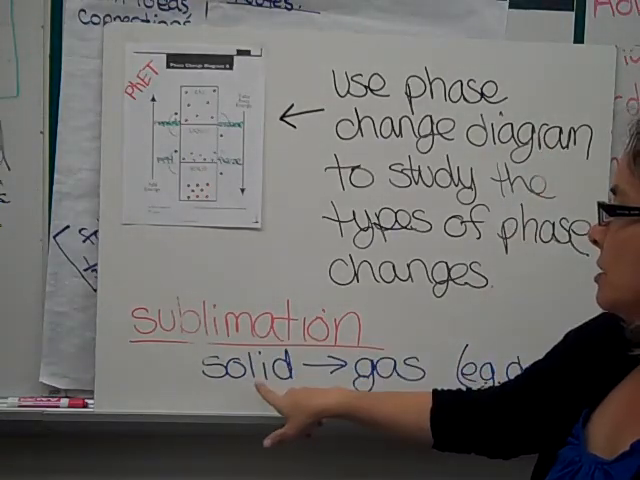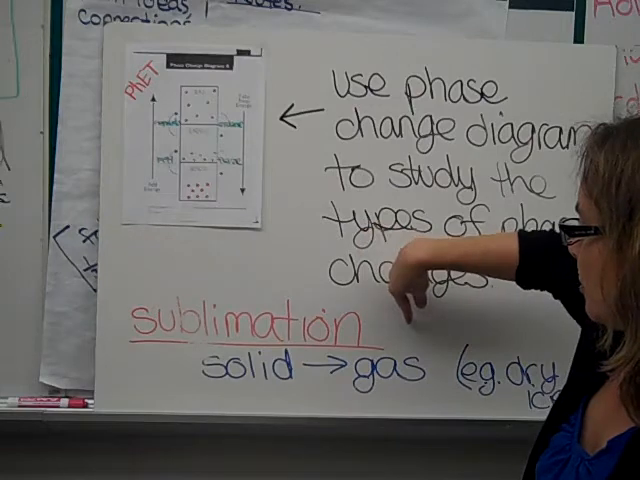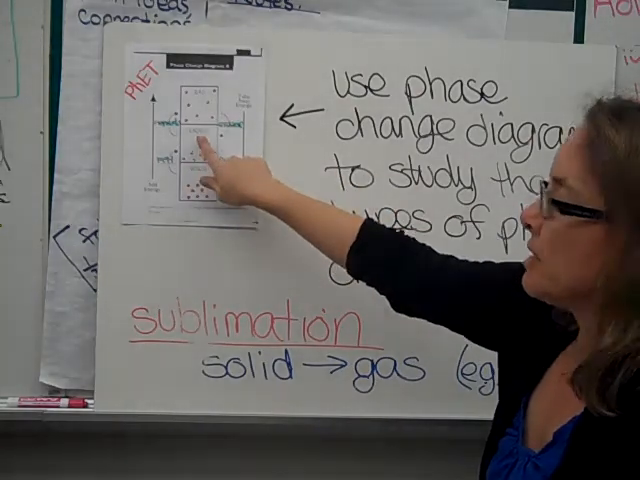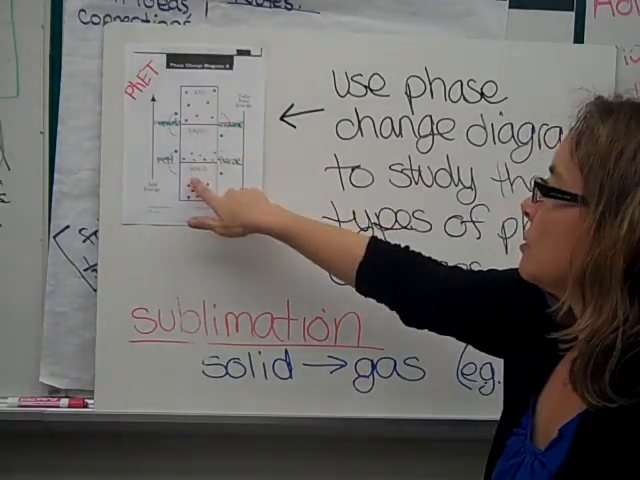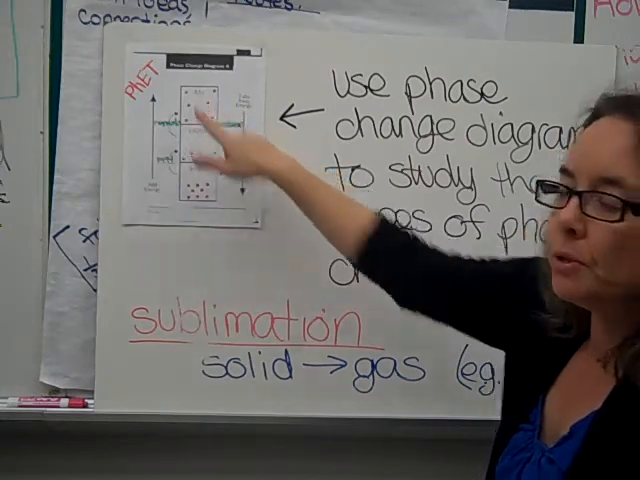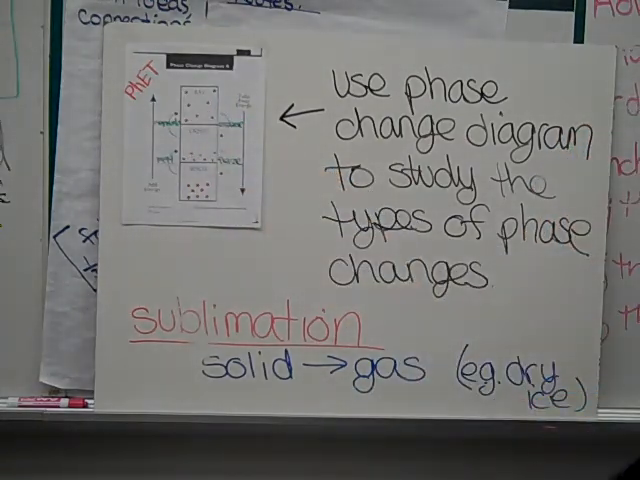So sublimation is when a solid changes directly to a gas. So it skips the melting. It goes directly from the solid up to a gas. And an example of that is dry ice.